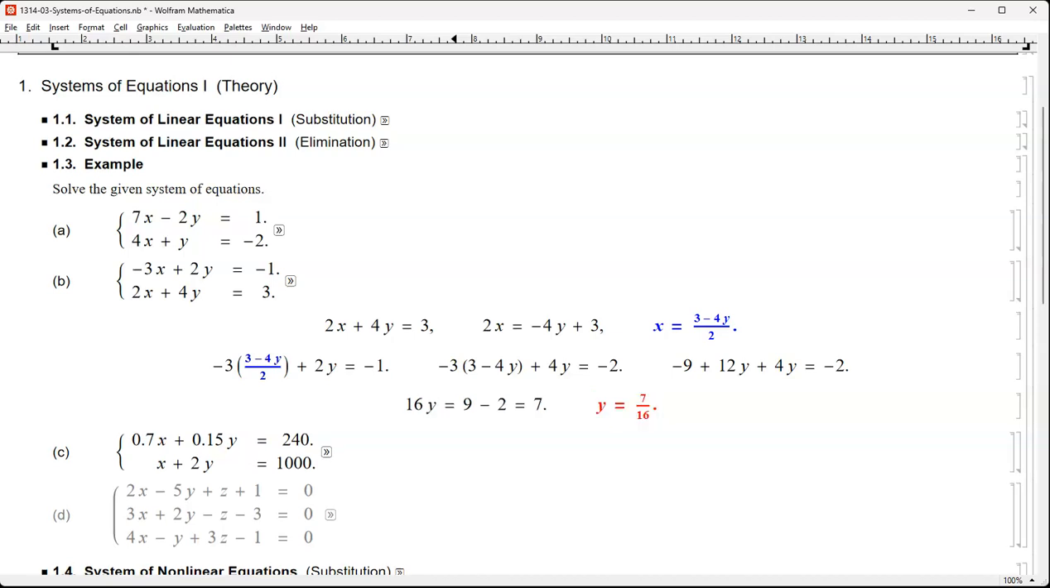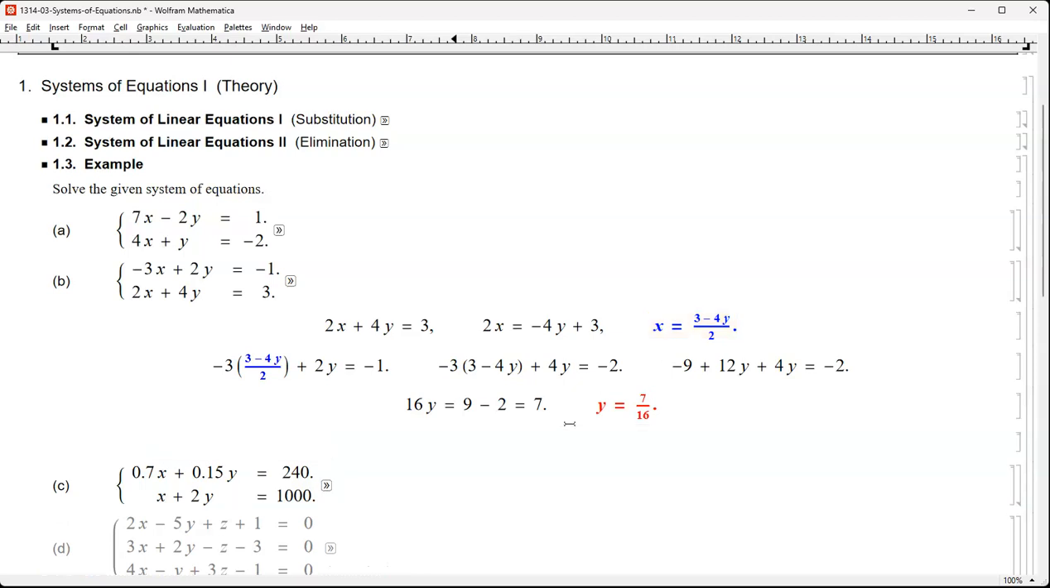So put it into any of those equations, and yeah, this is easiest. It's already solved with respect to x, so let's go ahead and solve that. X is 3 minus 4 times 7/16. And then, oh, okay, and then I forgot dividing by 2. Too complicated? Okay, let me use division by 2 like this.